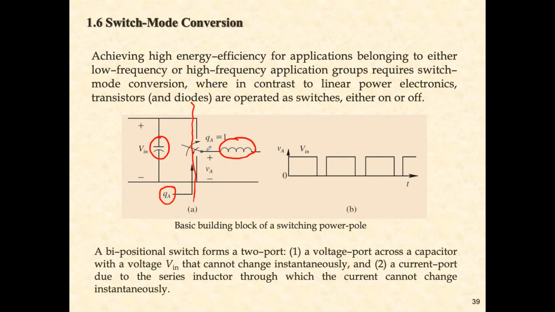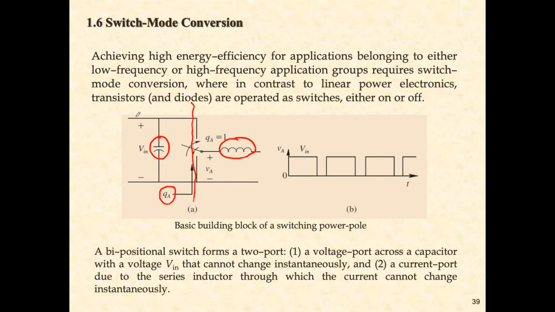When the switch is up, the current can flow through the switch and then to the inductor. When QA is 0, the switch is down.